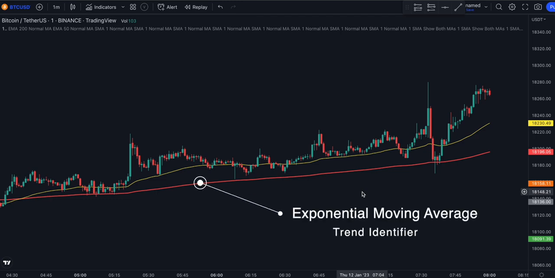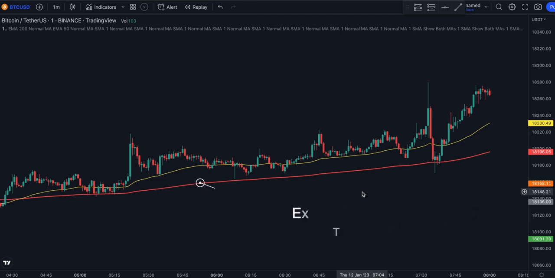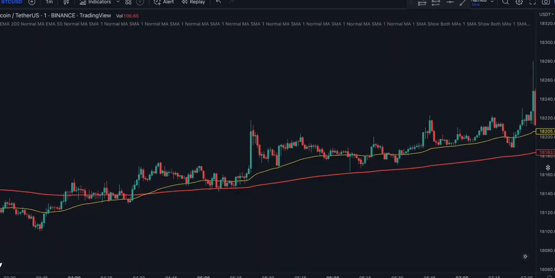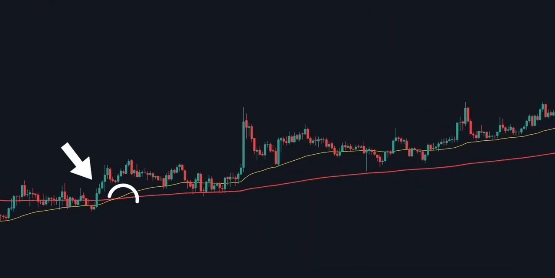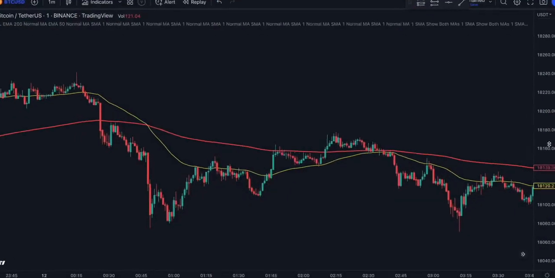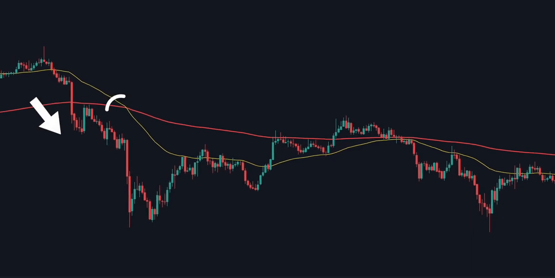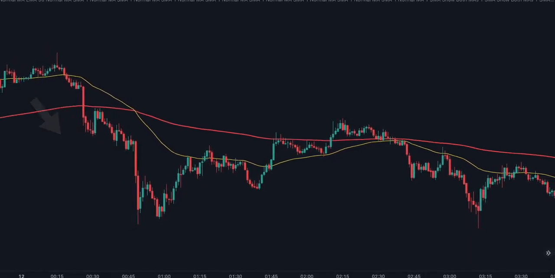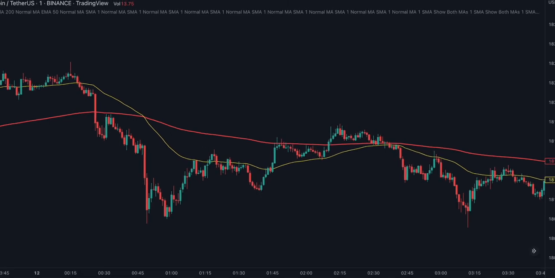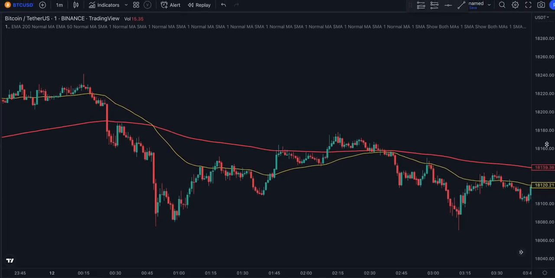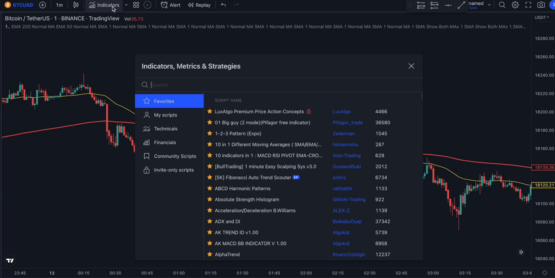The exponential moving averages you see on the chart will determine the long-term trend direction. If the price breaks above the EMAs and the 50 EMA crosses the 200 EMA to the upside, the uptrend is confirmed. During the uptrend, only long positions can be taken. When the price breaks below the moving averages and the 50 EMA crosses the 200 EMA to the downside, the downtrend is confirmed. Make sure to only take short positions during this time. Okay, since we have learned how to identify trends in the market, let's apply the next indicator to the chart.